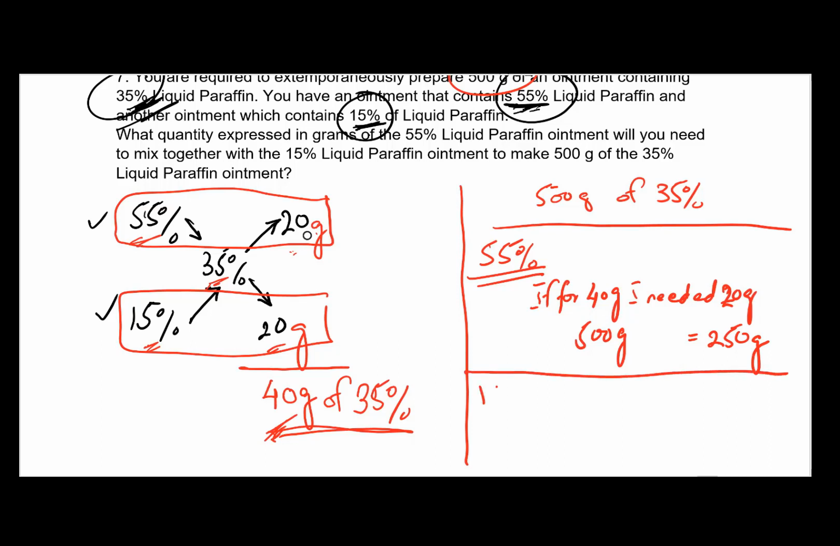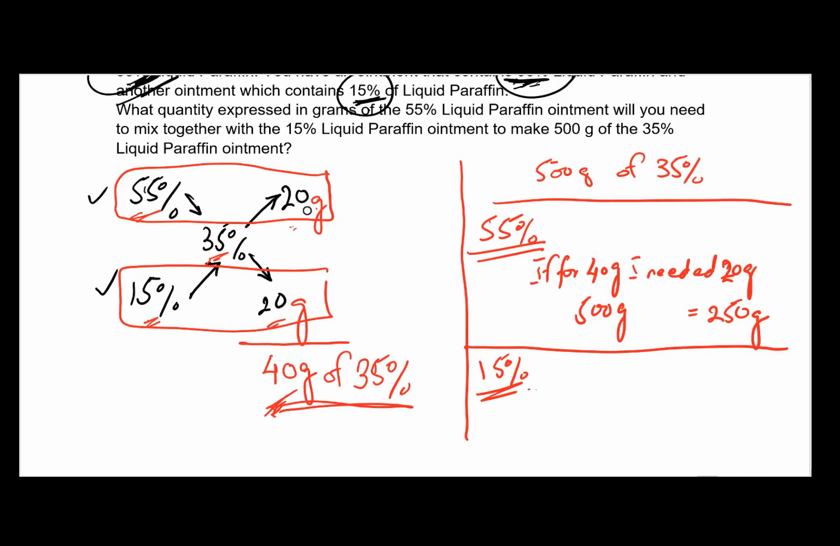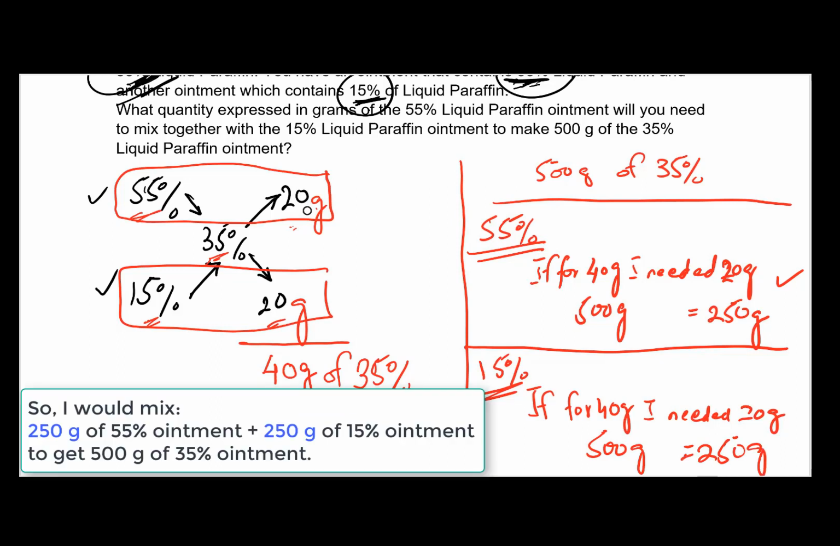Let's look at the 15% ointment. How much of that would I need? So if for 40 grams I needed 20 grams, it's actually the same calculation as this. So for 500 grams, I would need 250 grams.